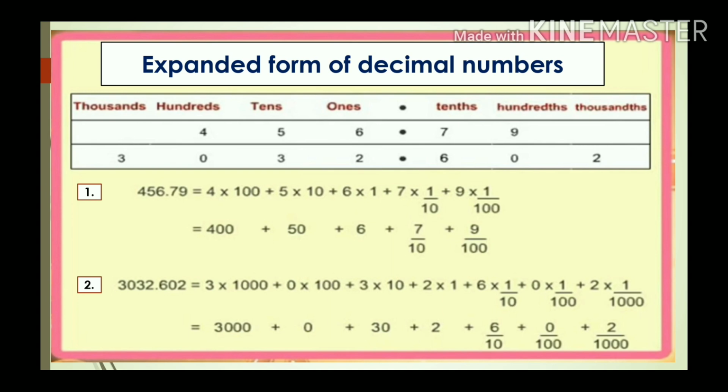So the expanded form is 400 plus 50 plus 6 plus 7 by 10 plus 9 by 100. Or in decimal also you can write, so you will write 400 plus 50 plus 6 plus, for 7 by 10 you can write 0.7, plus for 9 by 100 you can write 0.09.